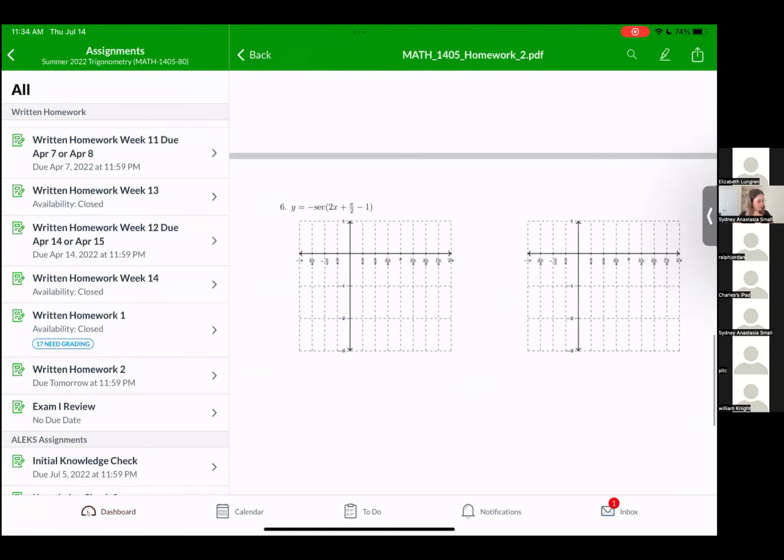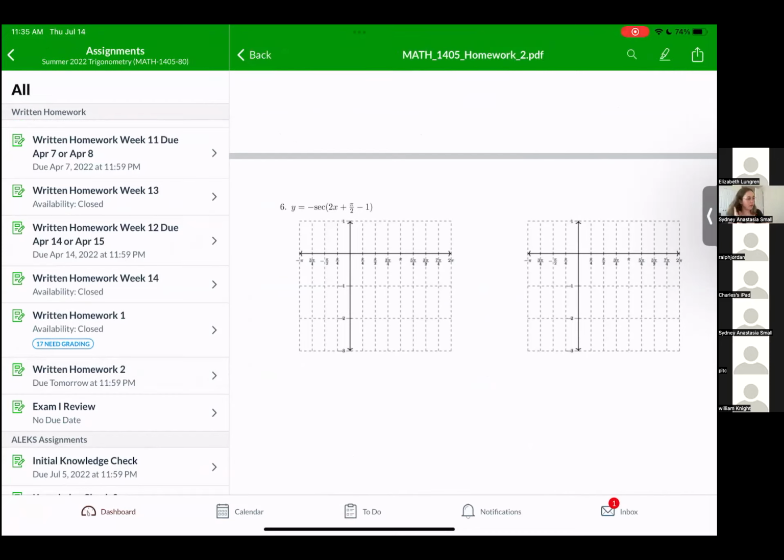Okay, so question 6. Yes? Do we need to have the -1, is that a vertical shift or is that still going to be part of our phase shift?